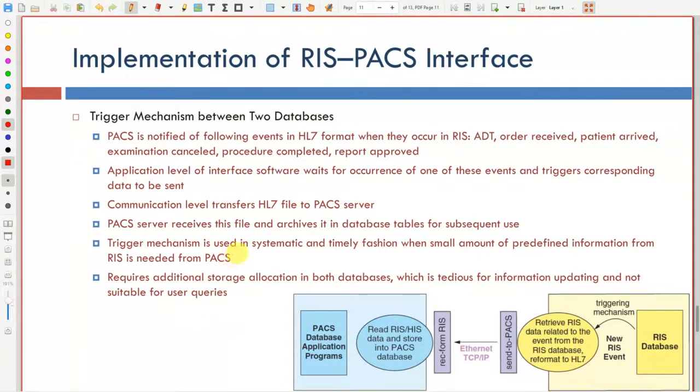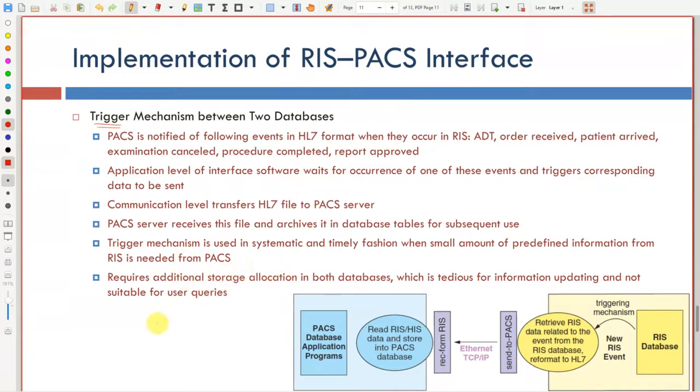Okay, so basically, you can do the interface based on a trigger mechanism. Meaning that the communication between the systems happens based on trigger mechanisms. Whenever certain triggers, like the ones that we saw in the previous slide, happen, it would trigger the communication to start. And this communication would start in a certain way.